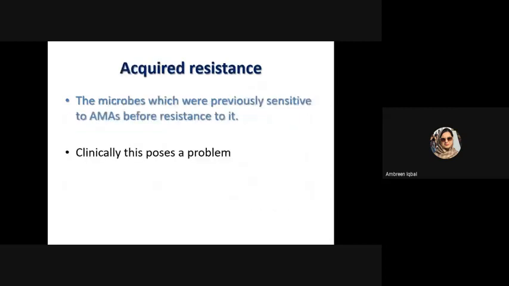The next is acquired resistance, where microbes which were previously sensitive to antimicrobial agents now become resistant to them. This is clinically a problem for us. The bacteria were initially responsive, but now resistant. The reason for this is that bacteria acquire the resistance by a change in their DNA. Such DNA changes may occur by mutation or transfer of genetic material. And what is mutation? A genetic change that occurs spontaneously.